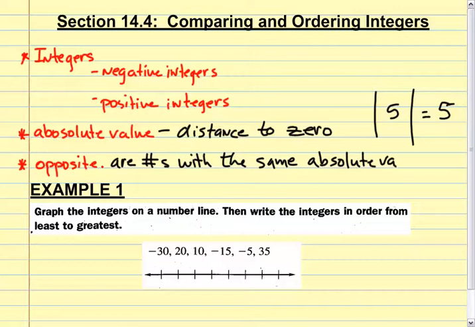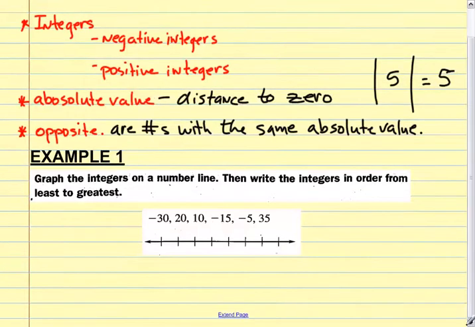Now, give me 2 numbers that are opposites of each other, McVee. 1 and negative 1. Now, McVee, how far is 1 from 0? 1. And how far is negative 1 from 0? 1. Good. They are opposites of each other because they are the same distance from 0, but aren't the same number. Okay? Good. Now let's look at this first example.